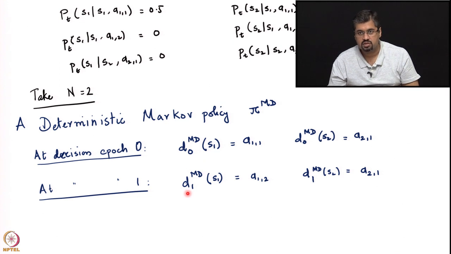This is not the only possible decision rule. Obviously, there are many other decision rules which are also Markov and deterministic. For example, instead of taking action A11 here, I could have taken action A12, or instead of taking action A12 here, I could have taken action A11. All of these are different Markov decision rules, and collectively they define a deterministic Markov policy. This is just one example of a deterministic Markov policy. Let us now look at a randomized Markov policy.